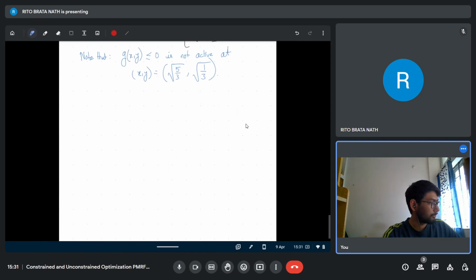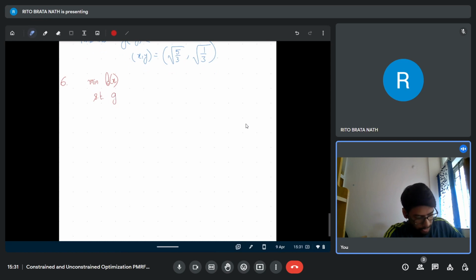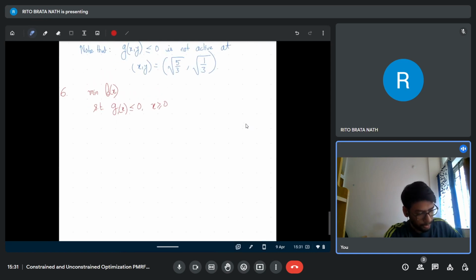So let me just quickly check which ones have the issues. Okay, the sixth problem is minimization of f(x), subject to g_i(x) less than or equal to 0 and x greater than or equal to 0. Which of the following is or are true? So let me quickly write it down.